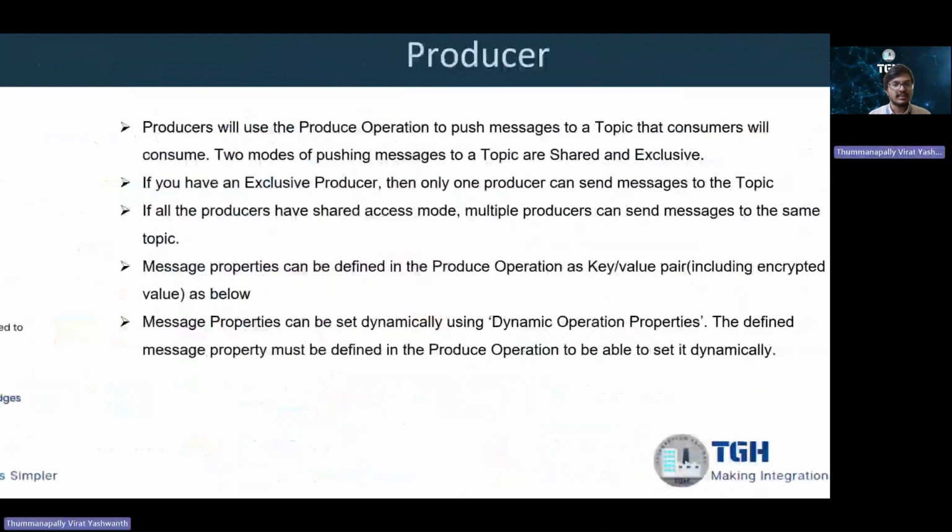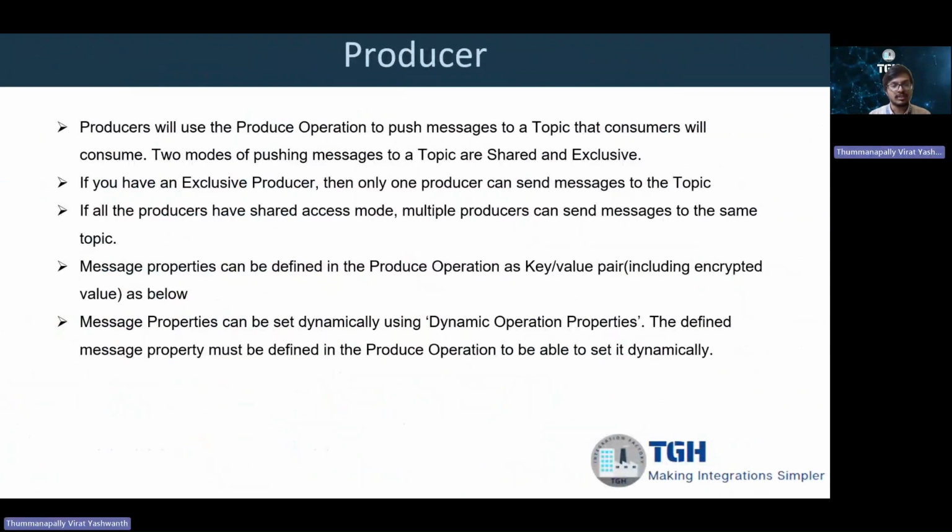Now, a producer is an entity in Boomi Event Streams who publishes the messages or events to Event Streams. These producers are classified into two types: shared and exclusive. In case of exclusive, only a single producer can publish the messages. Coming to shared, multiple producers can publish the messages to Boomi Event Streams. Along with publishing the messages, they can send a key-value pair to Boomi Event Streams. They can even send the value dynamically using the dynamic operation properties.